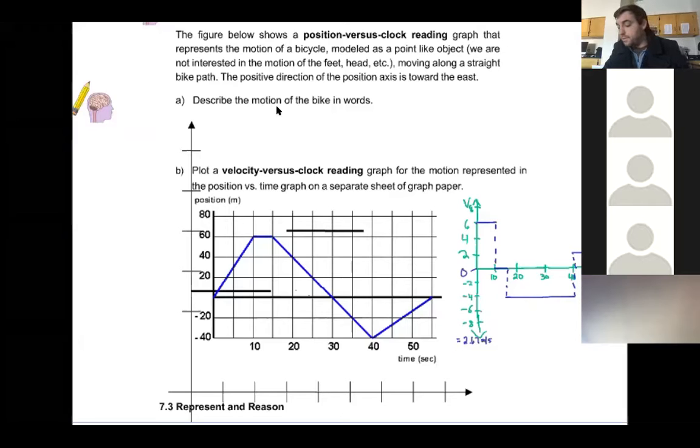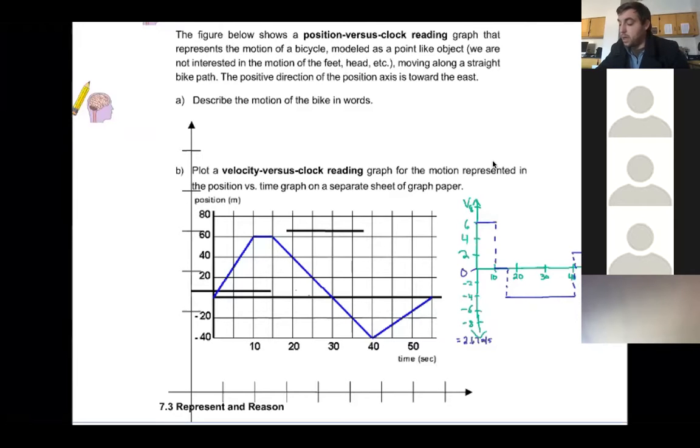Gio, you want to give a shot at describing the motion of the bike in words? So I said that it accelerates from 0 to 60, and then it stays, it doesn't do anything, and then it goes down. So it slows down, I guess.